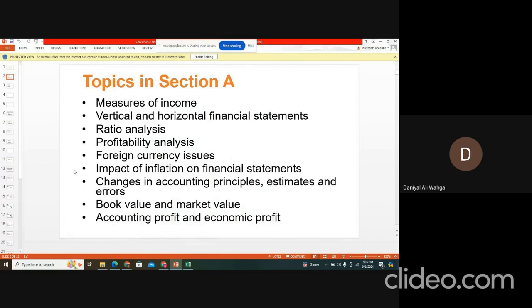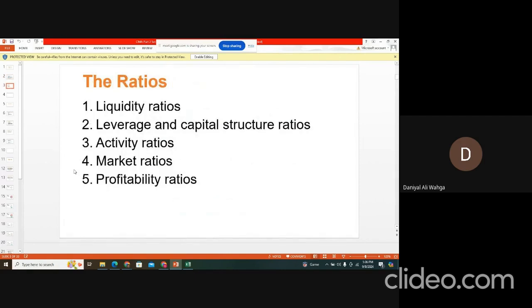US GAAP and IFRS have some common issues and there are also some slight differences. These differences relate to my workings, my book values and the market values. Here I look at accounting and economic profits, and how these relate to each other. First of all, this is the list of our ratios.